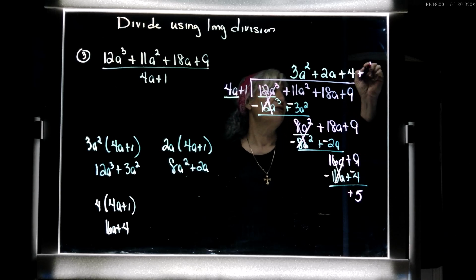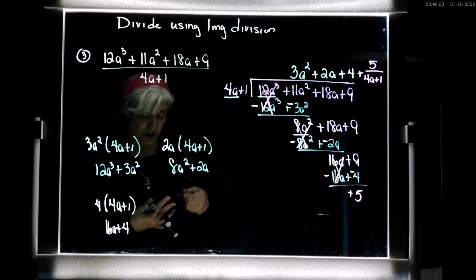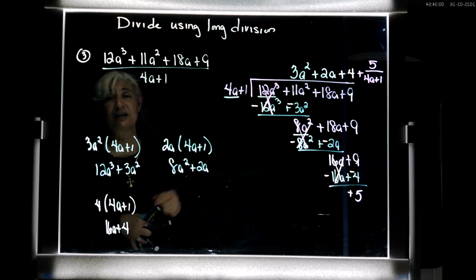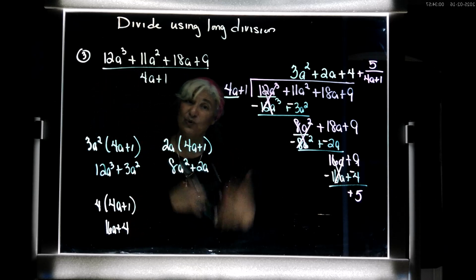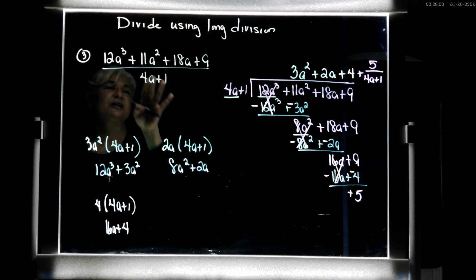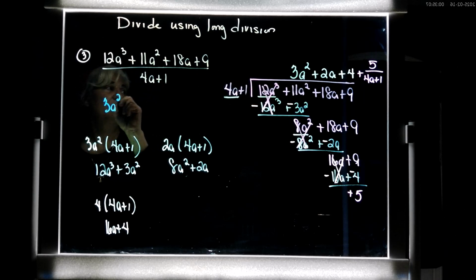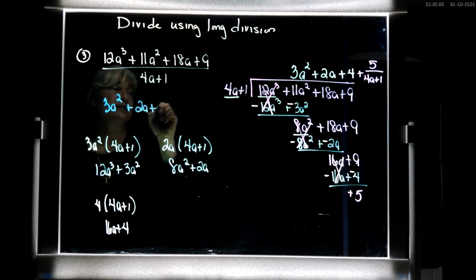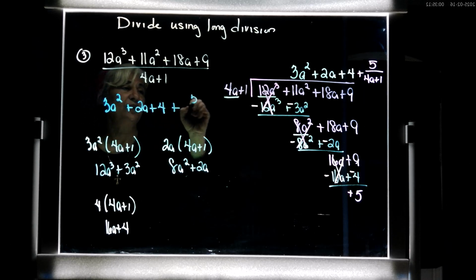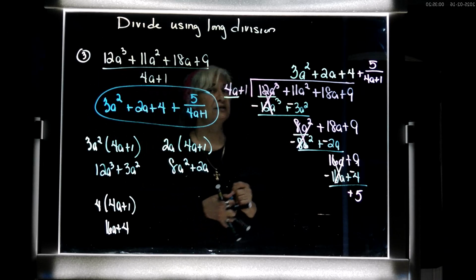So plus 5 divided by 4a plus 1. Because technically that's what you're still trying to do. You're trying to take the 5 and divide by 4a plus 1. It's just not working. Okay, third degree polynomial divided by this first degree polynomial. What's your result? 3a squared plus 2a plus 4 plus 5 divided by 4a plus 1. You're right. That is your result.